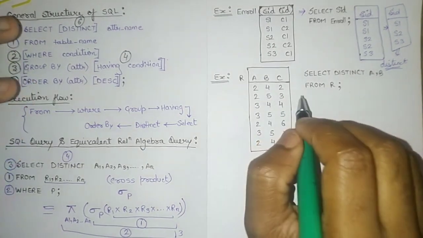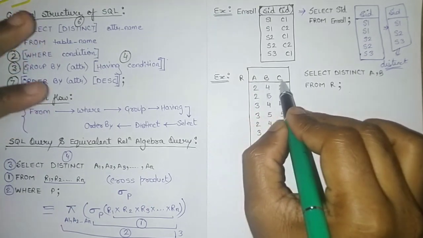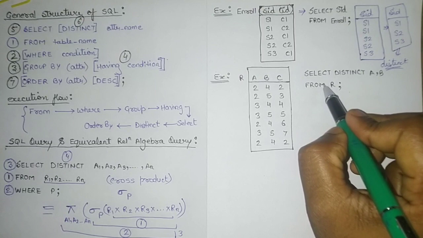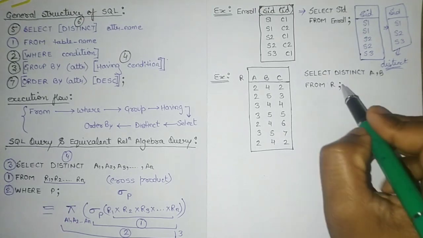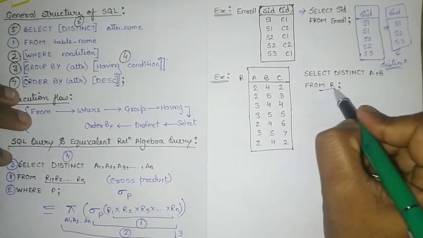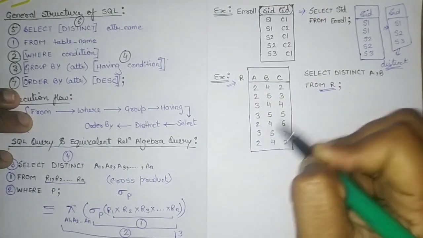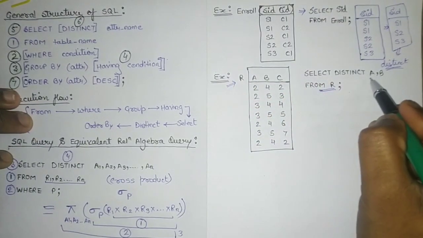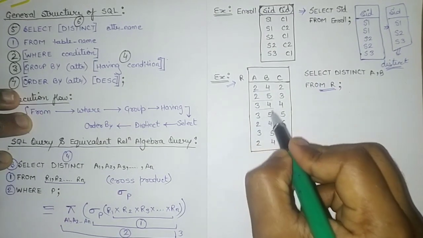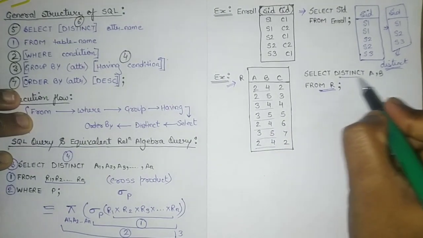Now let's start with the second example. Here I have R, a relation with 3 attributes and some values for each attribute. It says select distinct A and B. So we have to select distinct values of A and B from the R table. First of all we need to check the from. So we take values from this R. Now we have to select the values of A and B. So what are the values of A and B? 2 4, 2 5, 3 4, 3 5, 2 4, 3 5, 2 4. But here I have a distinct keyword.